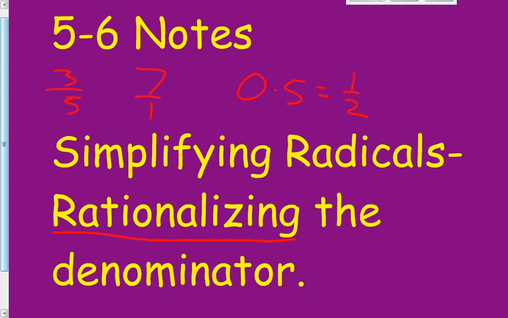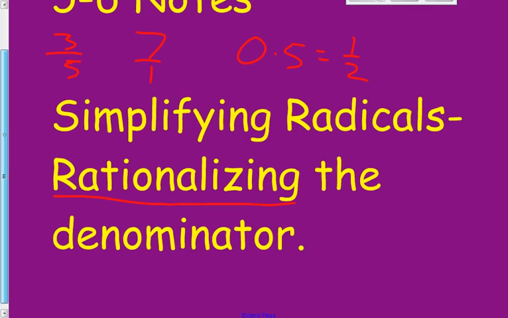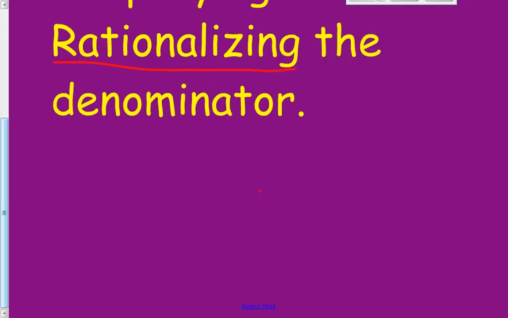Irrational numbers are numbers that are decimals that go on forever and ever with no repeating pattern, such as the square root of 3. This is irrational. If you put this into your calculator, it's like 1.7 dot dot dot, and it just goes on forever and ever with no specific pattern. So this is an irrational number.